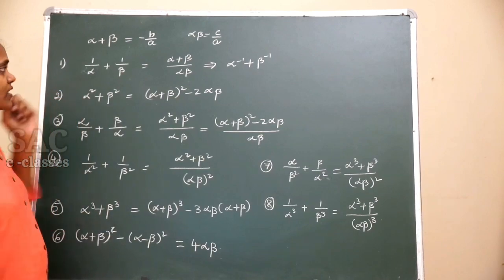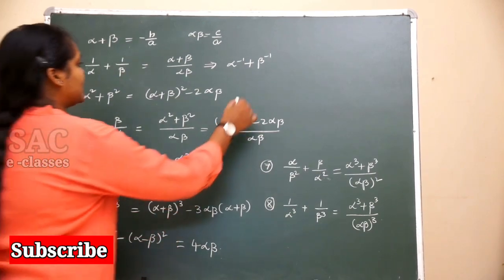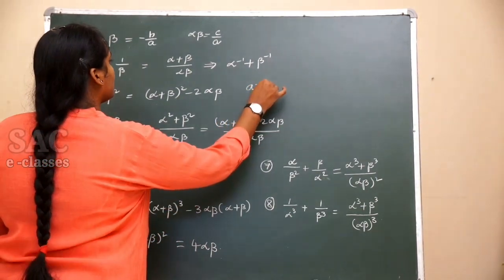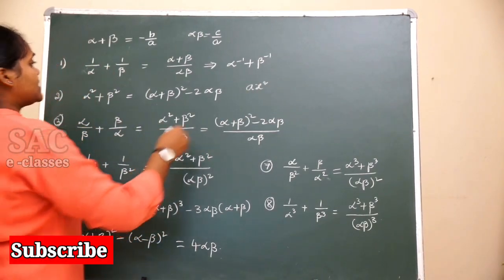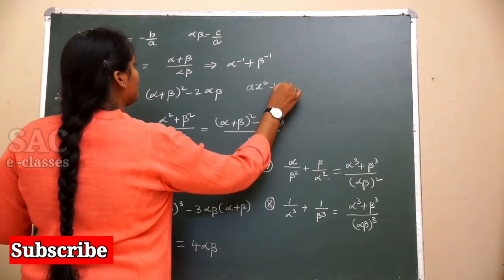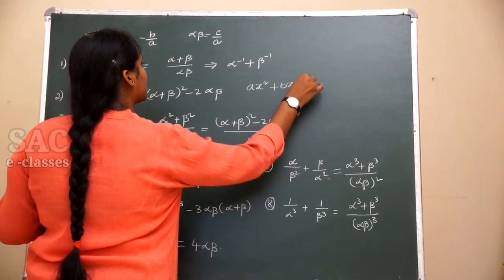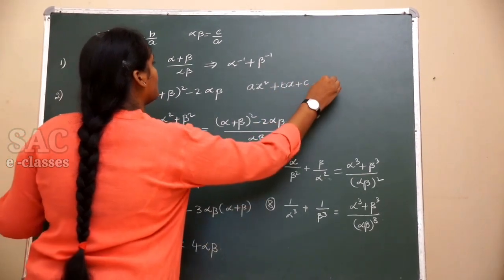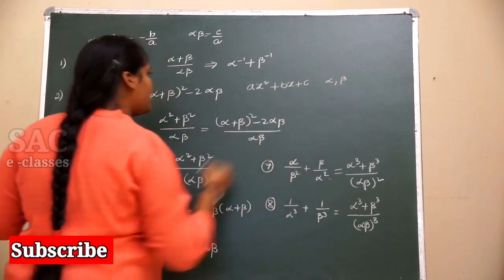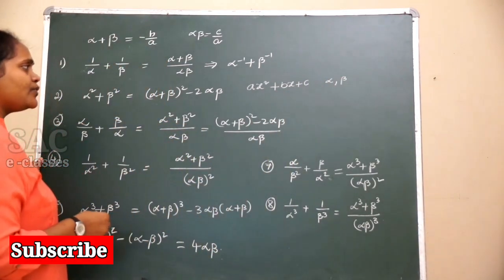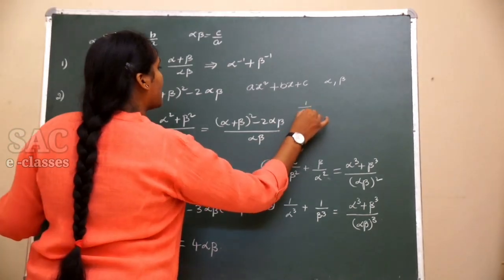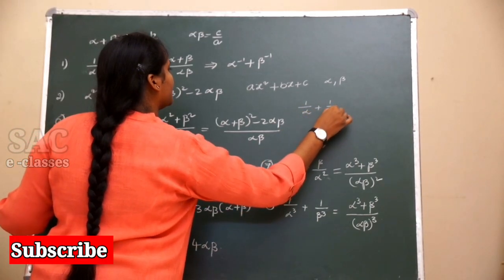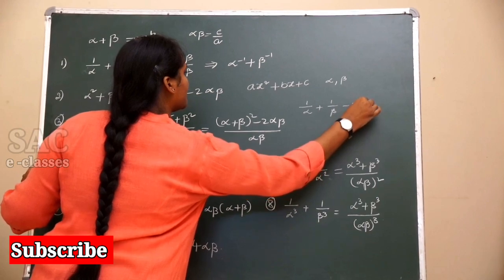In this, one problem they have asked in this way. In 2016, for 1 mark in SA1, they have given ax square plus bx plus c has 2 roots, alpha and beta. They asked you to find the value of 1 by alpha plus 1 by beta minus alpha beta.